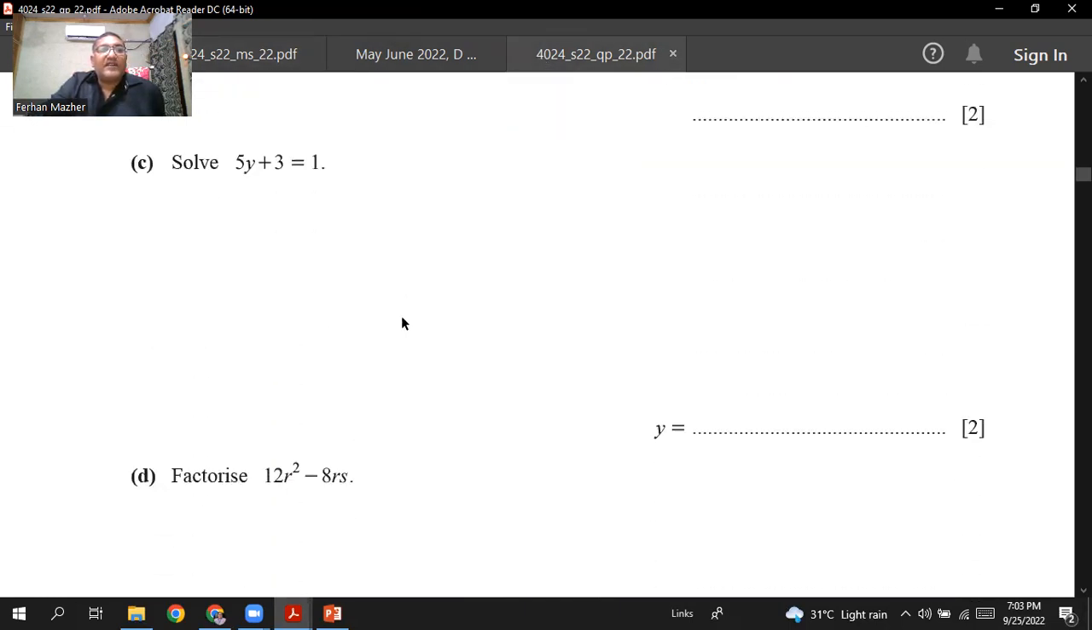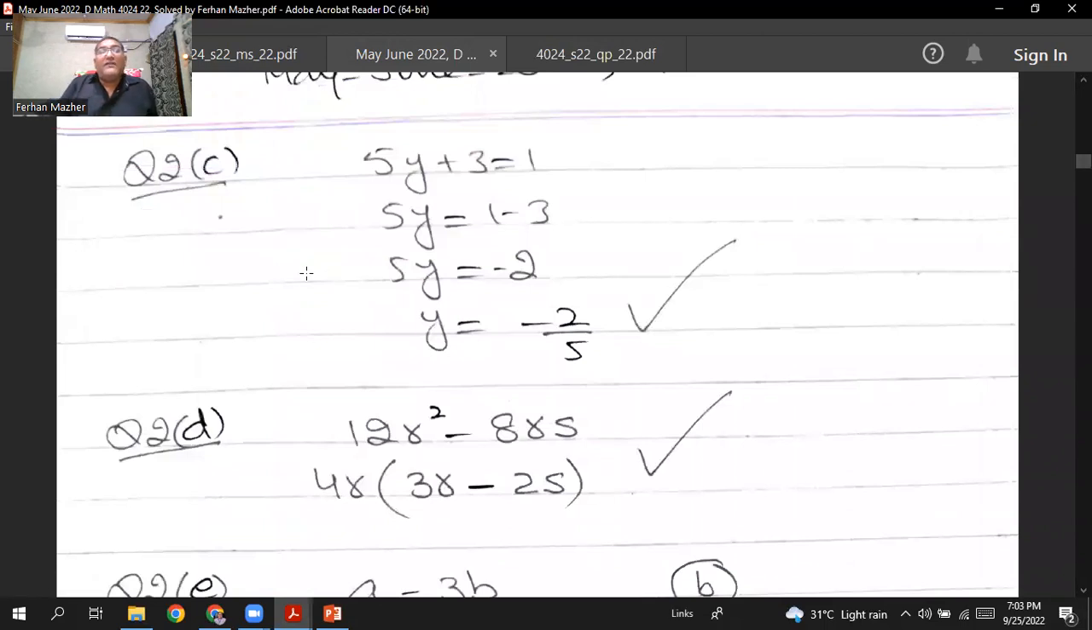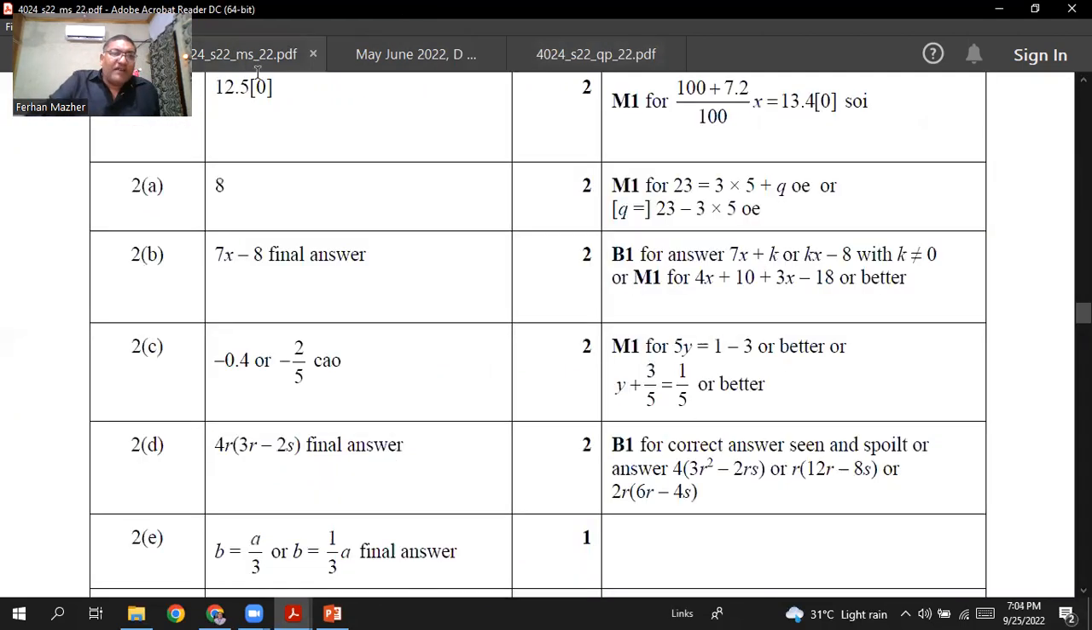Okay, the next C part, he says solve 5y plus 3 equals 1. Solve means to find the value of the variable. So we have to find out the value of y. So we will make y alone on one side. So 5y plus 3 equals 1. I will make y the subject of the formula, and that will be the value. This is how you do it. 5y plus 3 equals 1. 5y equals 1 minus 3. 5y equals minus 2. So y will be equal to minus 2 by 5. Let's check. Minus 2 by 5 is the right answer, sir.